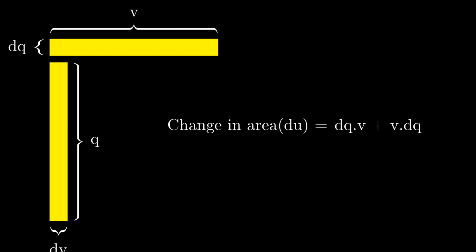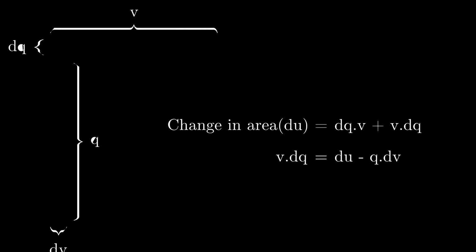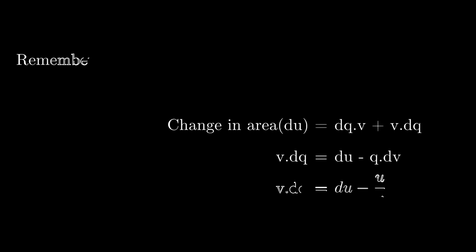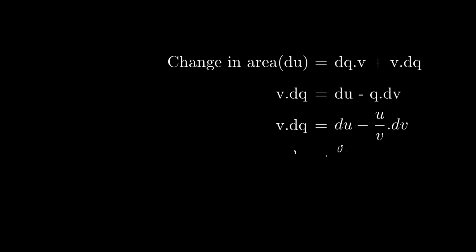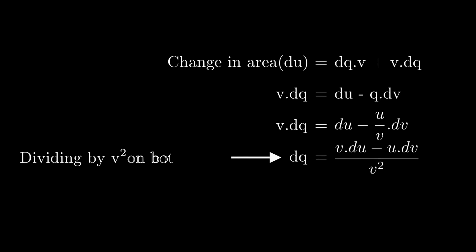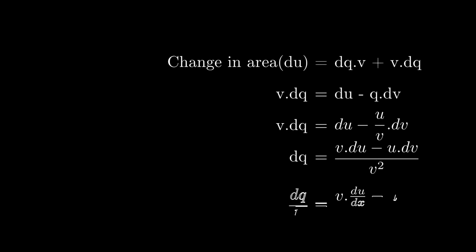Remember, we substituted q for u over v, so it's time to put back the value of q. Let us not hurry to put the value of dq for a while, we'll deal with it later. After some mundane algebraic manipulations, we first try to bring dq to one side and divide by dx on both sides. We're ready to substitute q in dq, and that's the final ring.